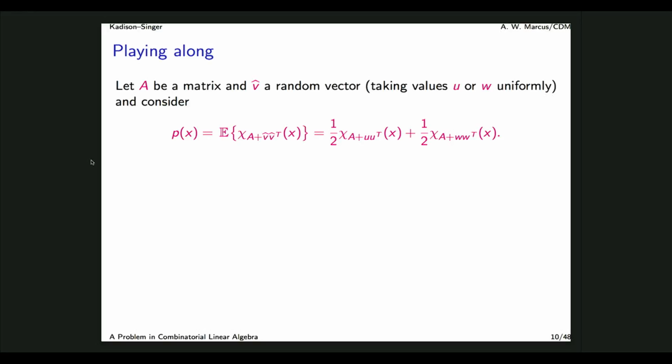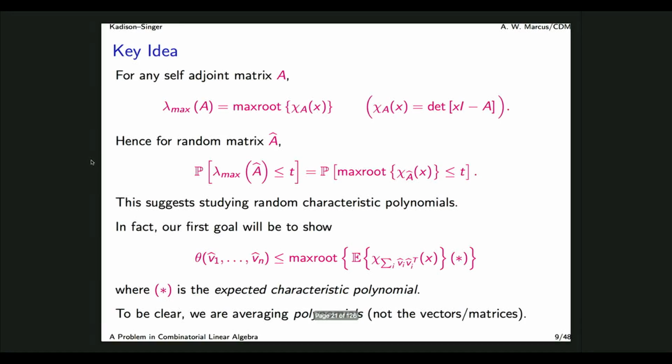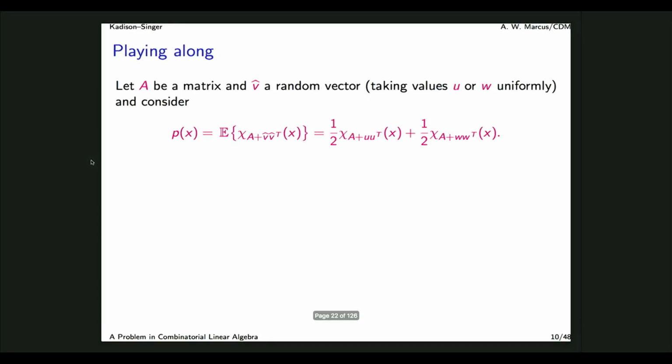So let's play along for a minute and do a toy example. What if we had a matrix A, and I just wanted to add this random vector v, which takes the value u or w uniformly? If I was going to follow what I mentioned before about this characteristic polynomial averaging business, then what I would be interested in is this p of x, which is 1/2 the characteristic polynomial when I've added u, plus 1/2 the characteristic polynomial when I've added w.